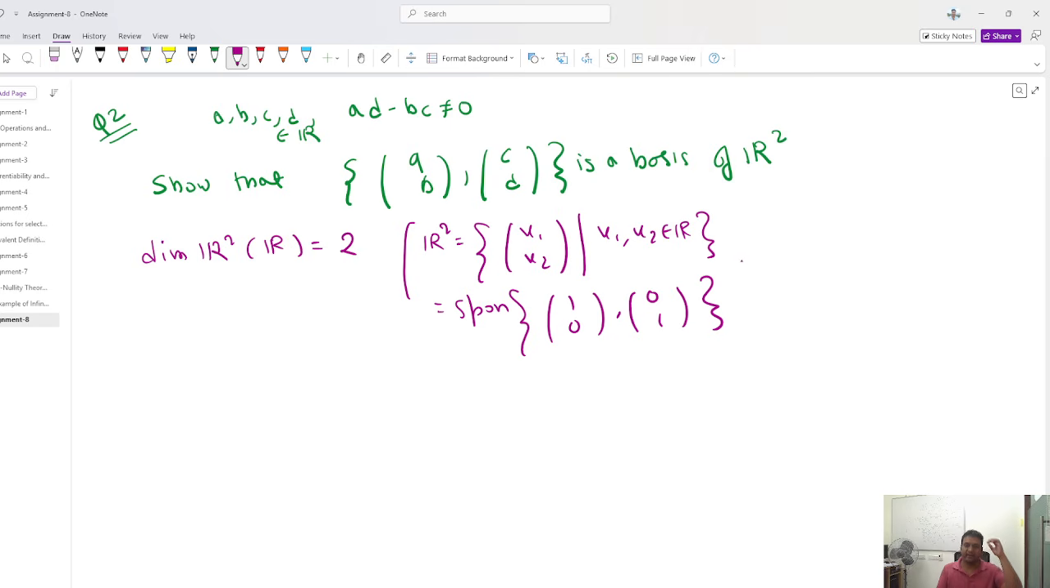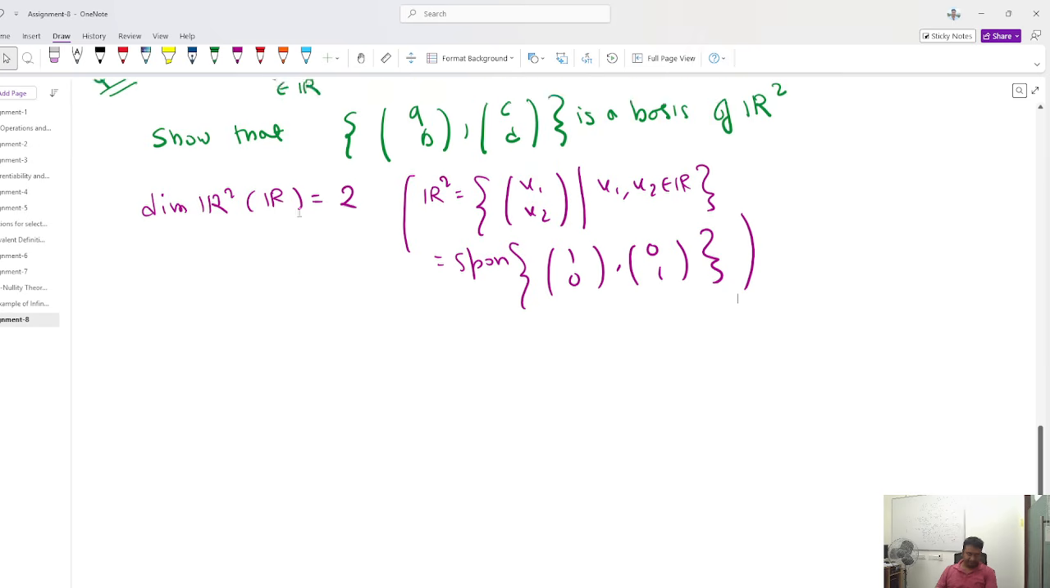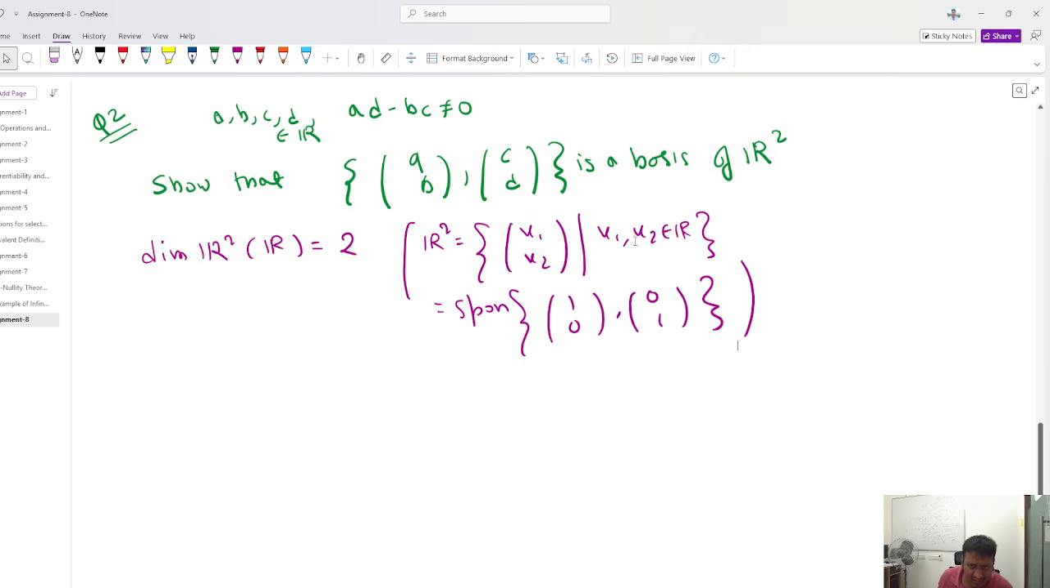And these are linearly independent, clearly, right? You consider a combination x1 times the first vector plus x2 times the second vector, what you get is (x1, x2), and you put it equal to 0, what you get is x1 equal to 0, x2 equal to 0. It means (1, 0) and (0, 1) are linearly independent, right? So, yeah, dimension is 2.